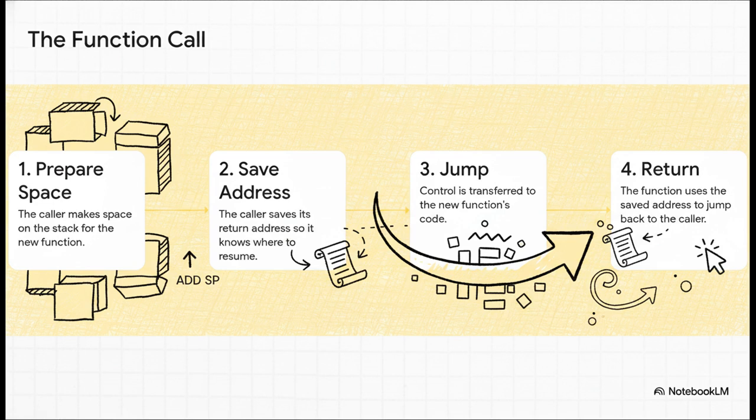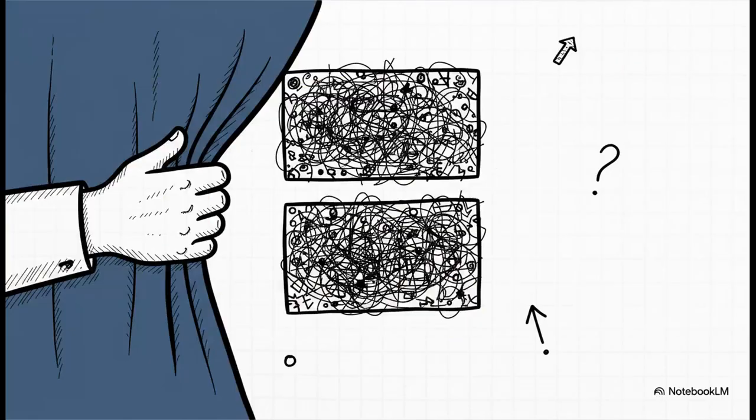Third, it jumps over to the new function's code. And finally, when that function is finished, it just looks at the note and jumps right back. So let's peek behind the curtain at the actual machine instructions that make a couple of these crucial steps happen. They might look a little cryptic at first, but the idea behind them, as we'll see, is actually really simple.